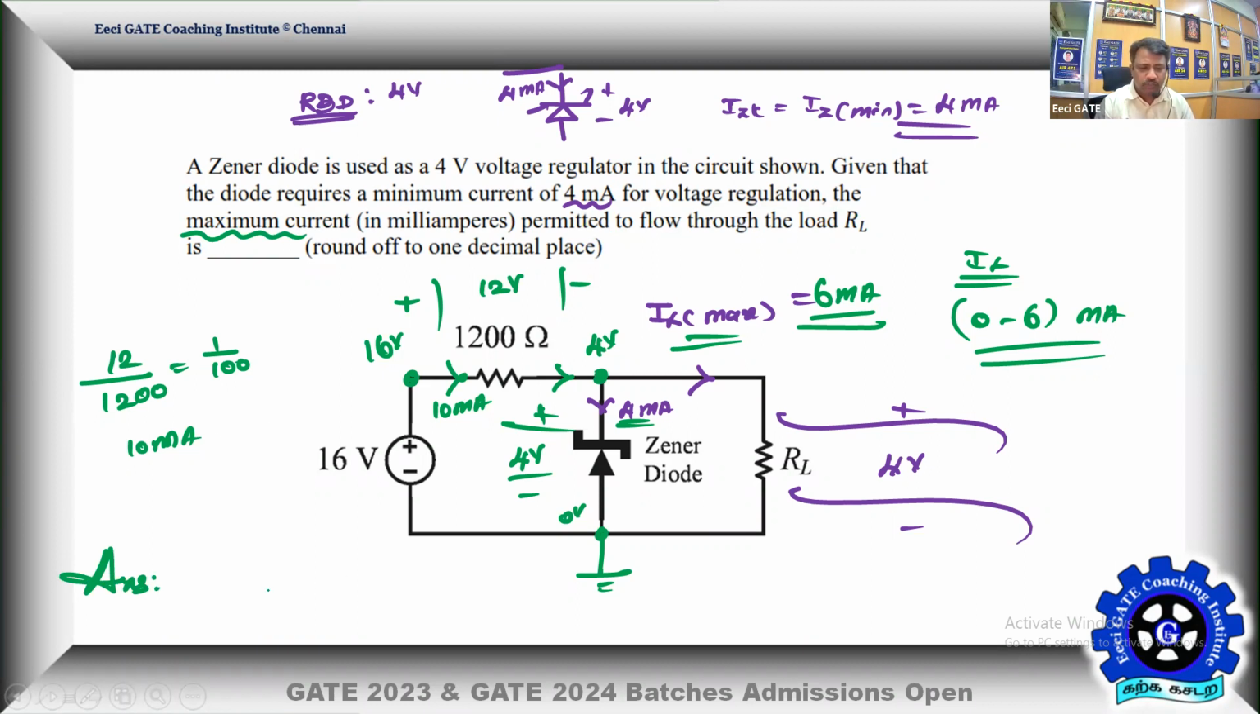So the maximum current is in what unit? Milliampere, up to 1 decimal place. So the answer must be 6.0 is the correct answer for this problem. And the majority of the GATE aspirants might have answered this problem correctly. That's very easy, Zener regulation.